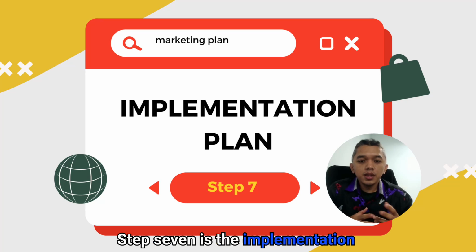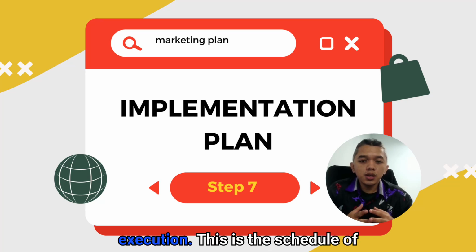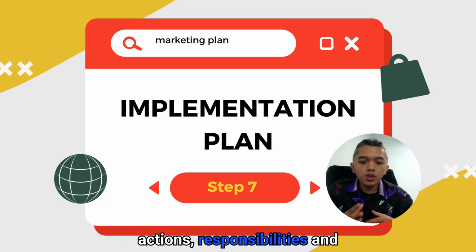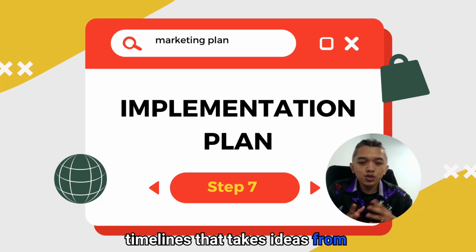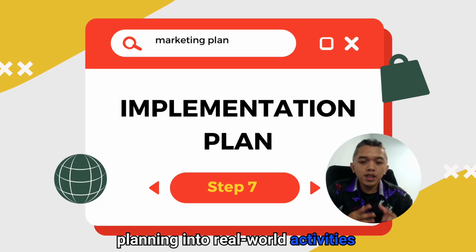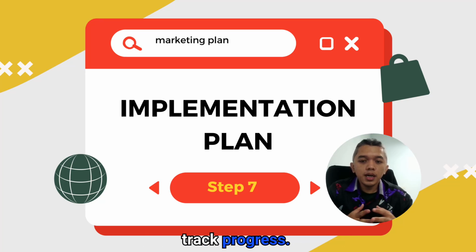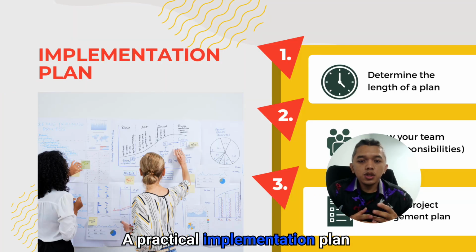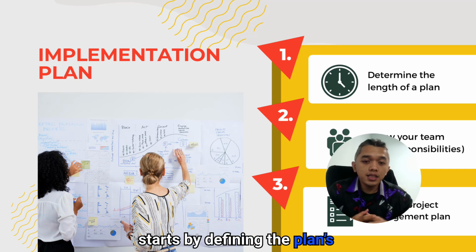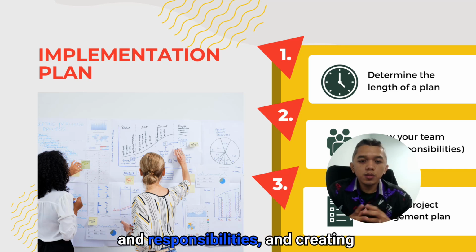Step 7 is the implementation plan, where strategy becomes execution. This is the schedule of actions, responsibilities, and timelines that takes ideas from planning into real-world activities with owners and checkpoints to track progress.